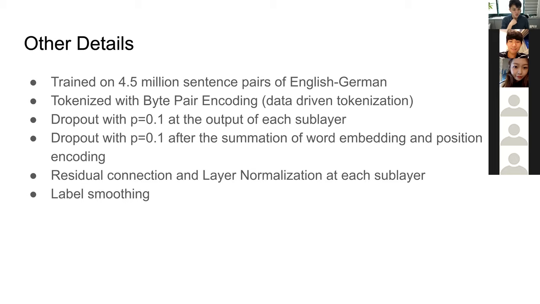And there was a dropout of p equals 0.1 at the output of each sublayer. And there was also dropout with p equals 0.1 at the summation of word embedding and the position encoding. Basically, when you're summing the sinusoidal graph with the word embedding, they have a dropout of 0.1, of course, during training time. And there was a residual connection. I told you this is just basically adding. It's a fancy word for adding.